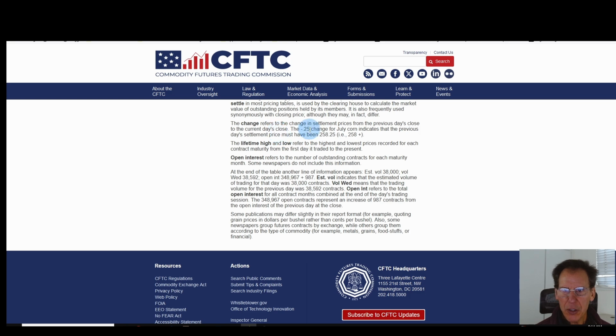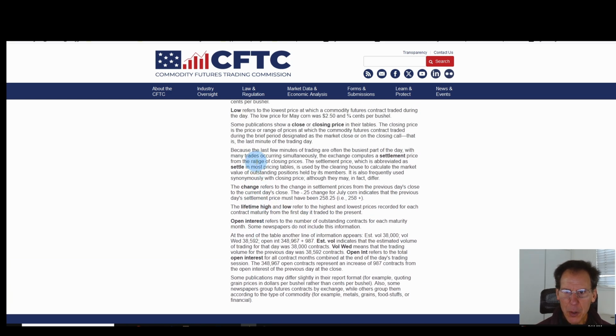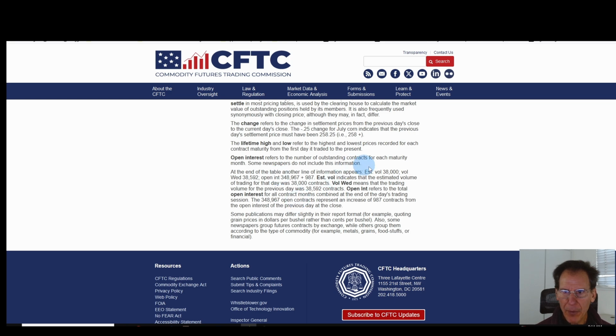The change refers to the change in settlement price from the previous day's close to the current day's close. The negative 0.25, or 25 cents, change for July corn indicates that the previous day's settlement price must have been 258 plus. The lifetime high and low refers to the highest and lowest price recorded for each contract maturity from the first day it traded to the present. I would like to split this so I could always show this, but I don't have control of that. Open interest refers to the number of outstanding contracts for each maturity month. Some publications do not include this information.